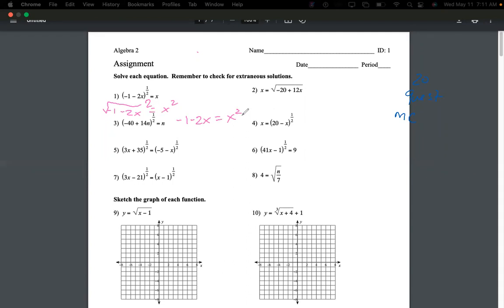I'm going to move everything to one side. So I'm going to add 1 to both sides, add 2x to the other side. And so that's going to give me x squared plus 2x plus 1 equals 0.